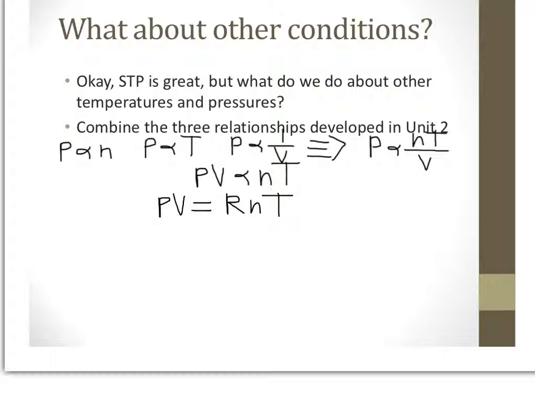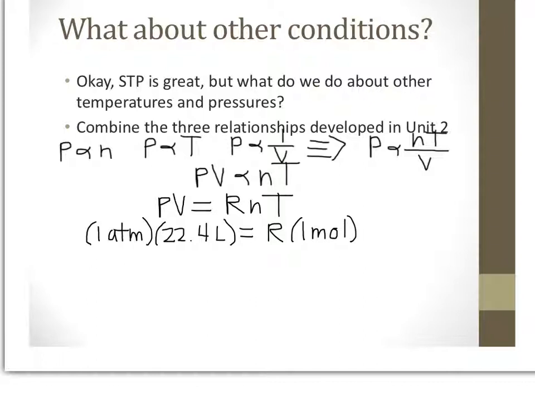We're going to figure out what that constant is by plugging in some pressures and volumes and number of particles and temperatures that we know. So pressure at standard temperature and pressure is 1 atmosphere. We just figured out that the volume at standard temperature and pressure is 22.4 liters. We're trying to figure out what this constant is. We'll call it R. The number of particles would be 1 mole. And the temperature for standard temperature and pressure would be 273 Kelvin.